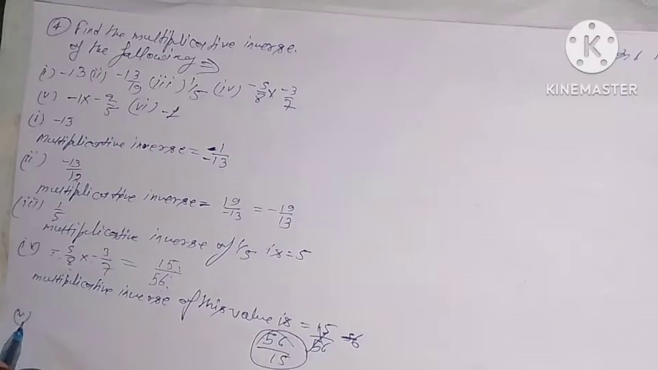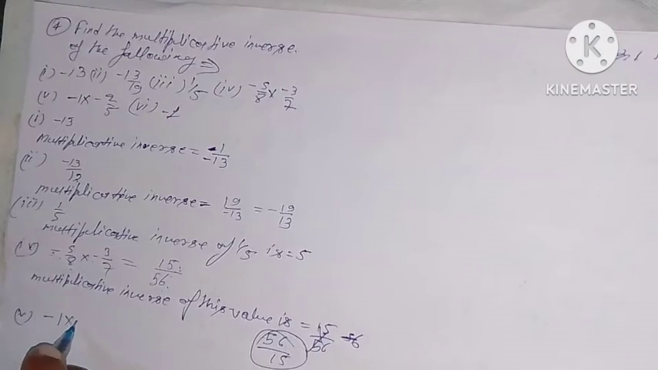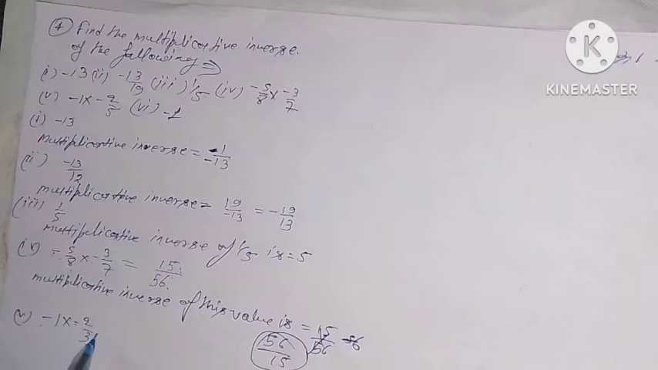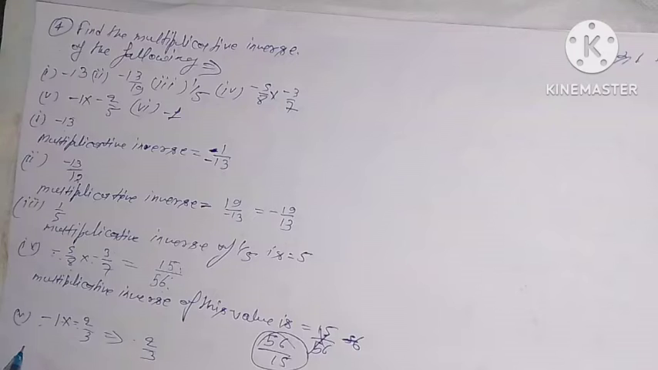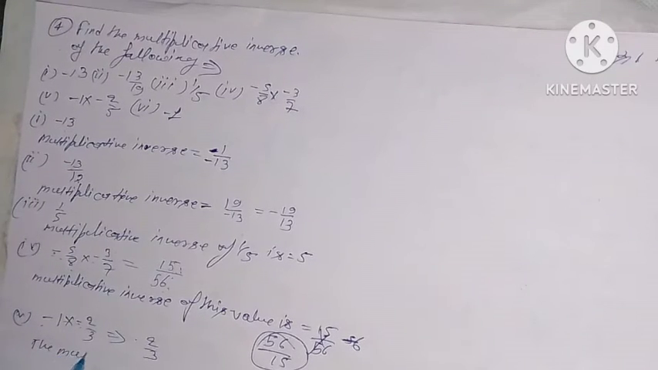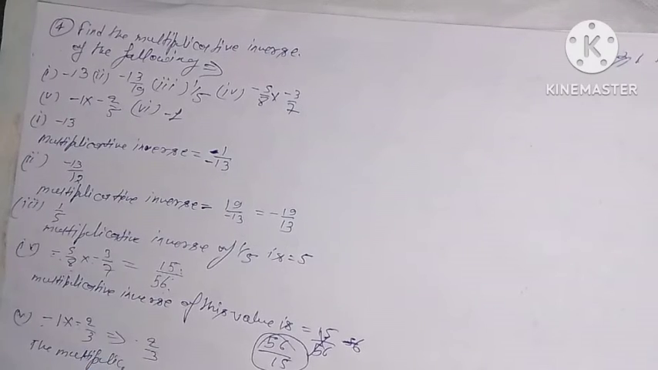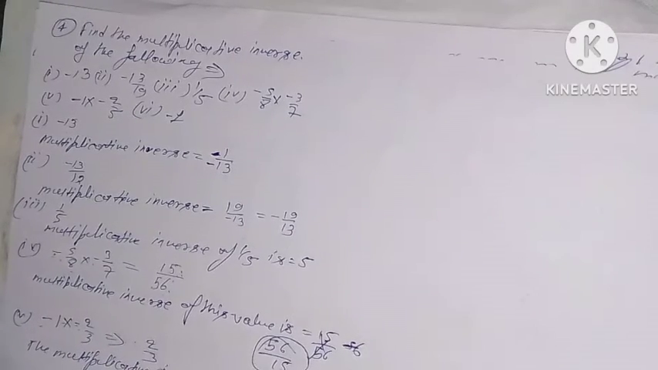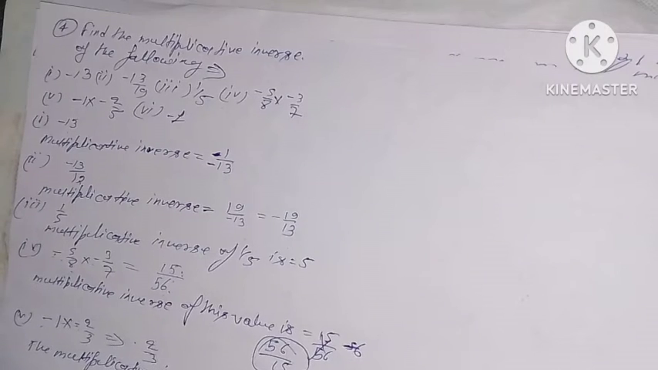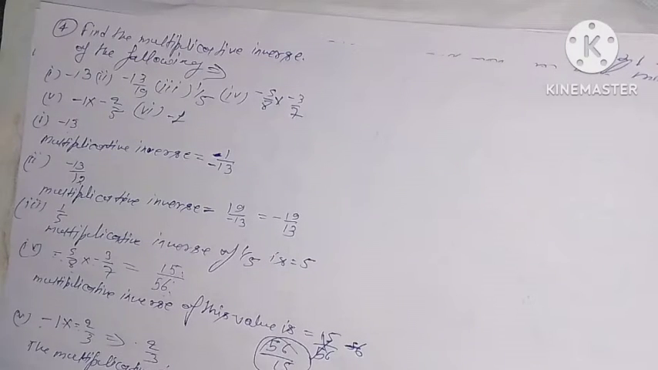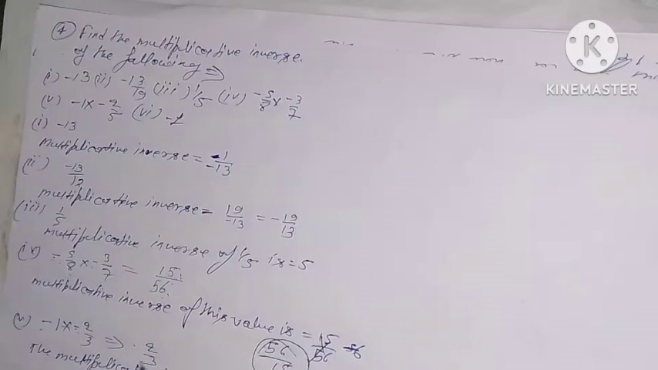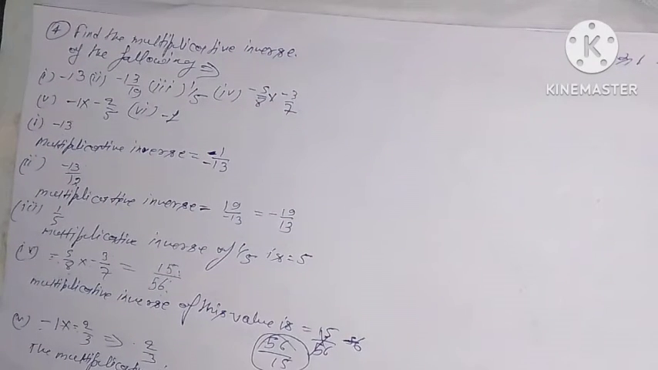And the fifth question is minus 1 multiplied by minus 2 upon 3, which gives plus 2 upon 3. The multiplicative inverse of this value, 2 upon 3, is 3 upon 2.